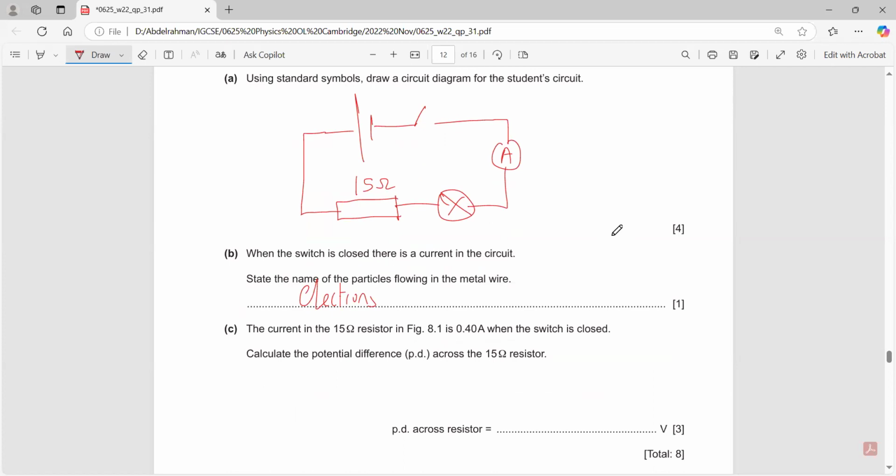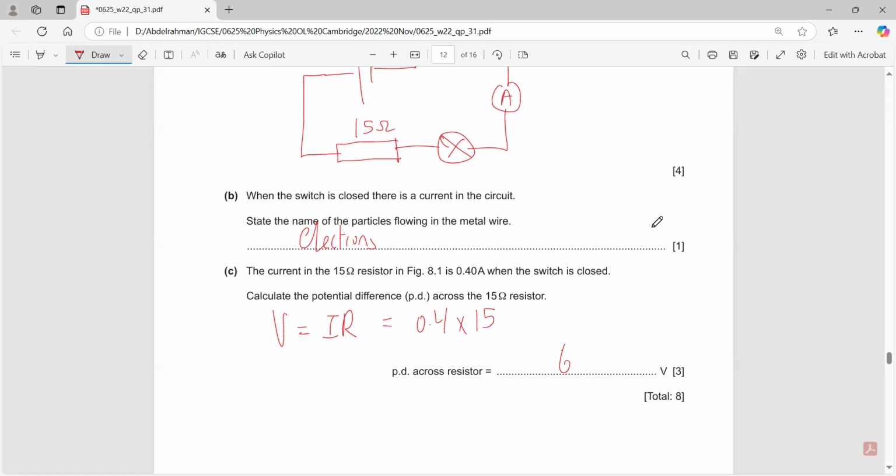Can I find the potential difference? Yes, the voltage V. V equals IR. No, it's not I over R, it's IR. So the current is 0.4 times the resistance 15, which is 6 volts. This is the voltage or the potential difference across the resistor.